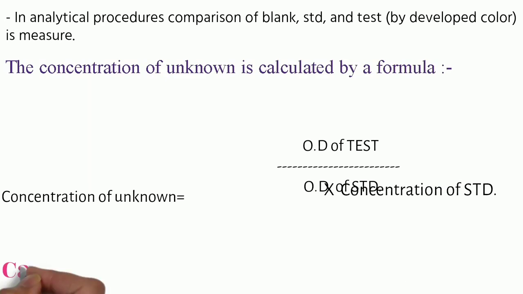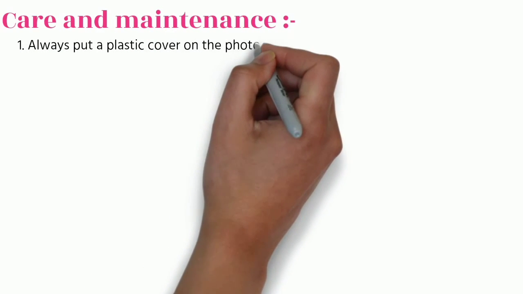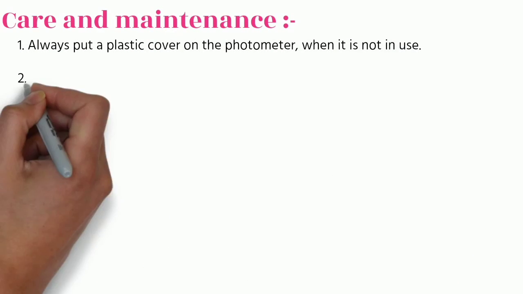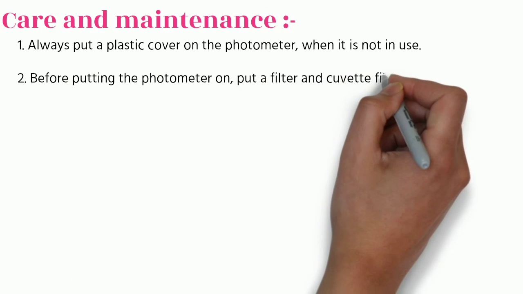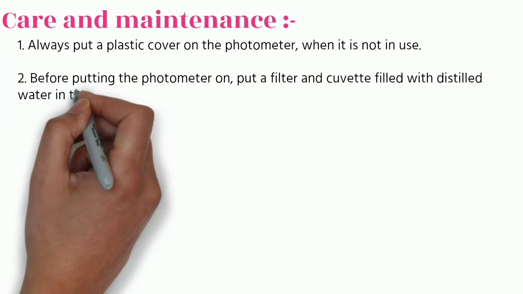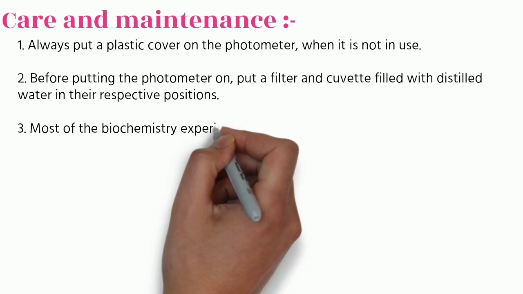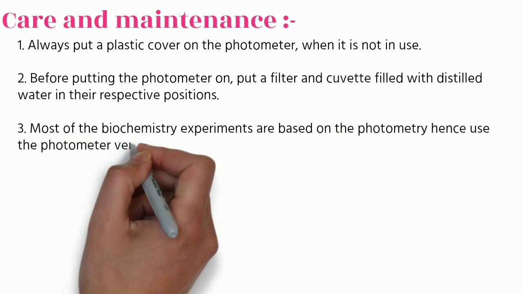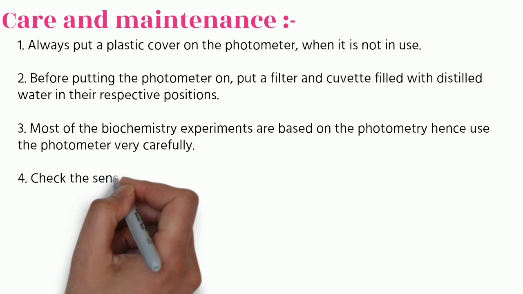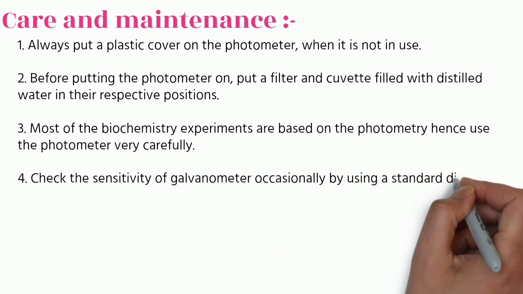Care and maintenance. Always put a plastic cover on the photometer when it is not in use. Before switching the photometer on, put a filter and a cuvette filled with distilled water in the respective positions. Most of the biochemistry experiments are based on photometry, hence use the photometer very carefully. Check the sensitivity of the galvanometer occasionally by using a standard dichromate solution.